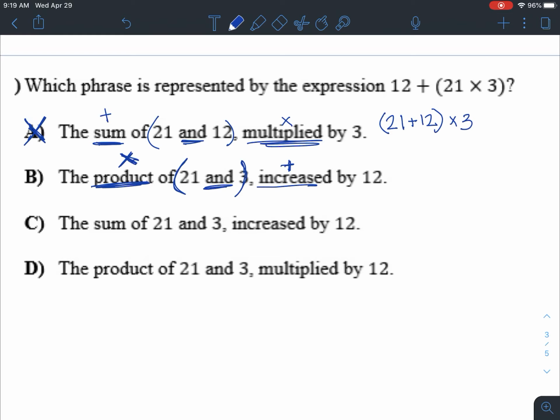All right, let's put it together. That would look like 21 times 3 plus 12. Go back to the original expression. Okay, the 21 times 3 is the same, but I'm noticing for B, the plus 12 is at the end, and for the expression, the 12 plus is in the beginning. Is there a difference when we're adding, whether you put it behind or in front?